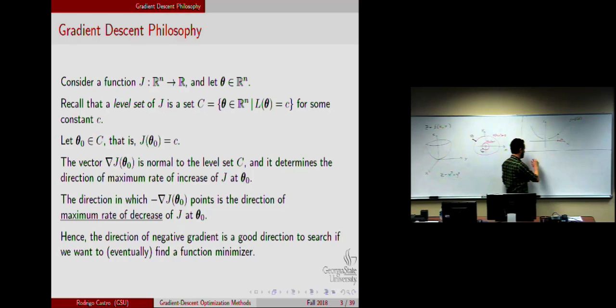Suppose that you have a level surface, a function of x, y, z equals some number c. However this surface looks, maybe it's the back of the chair here. Pick a point here in this level surface. Let's call it x0, y0, z0. And choose any curve that you want, as long as it is on the surface and passes through this point.